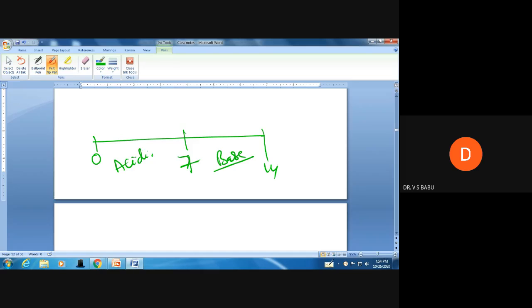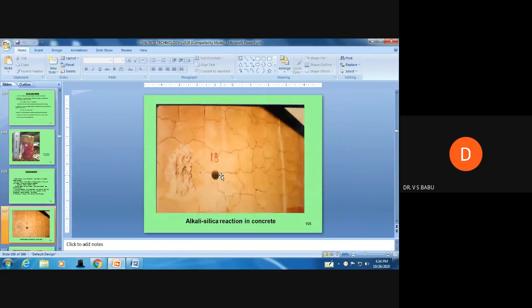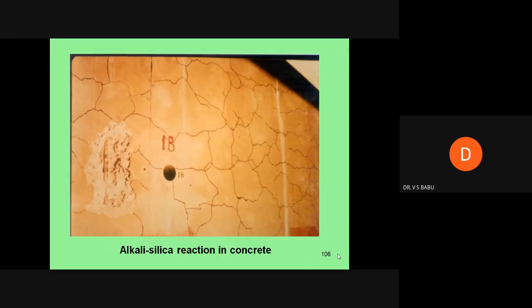क्यों ये एसिडिक मीडियम में प्रोवाइड हो गया? बिकॉज ऑफ द OH ions are consumed in case of the carbon dioxide. In case of the carbon dioxide, OH ions are consumed, because then the pH goes to the lower side. When the pH is on the lower side, the reinforcement will be damaged.